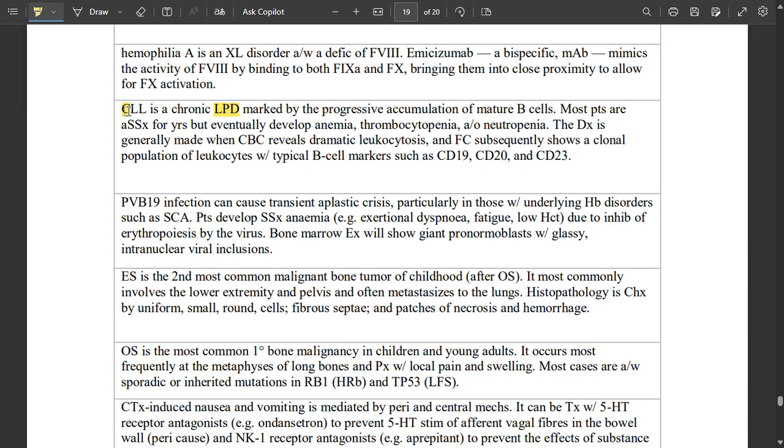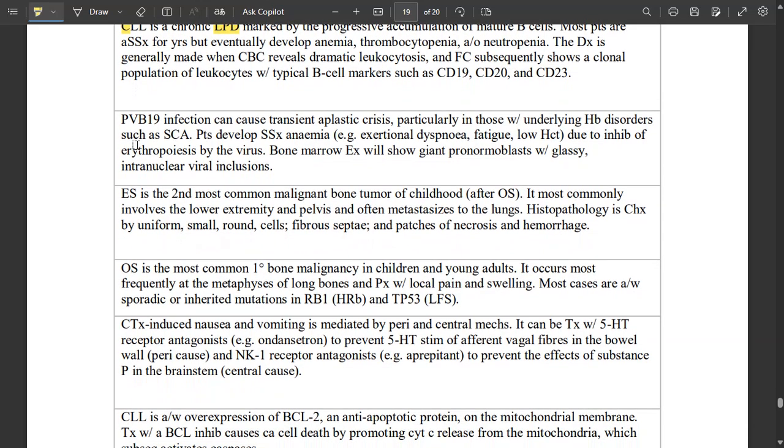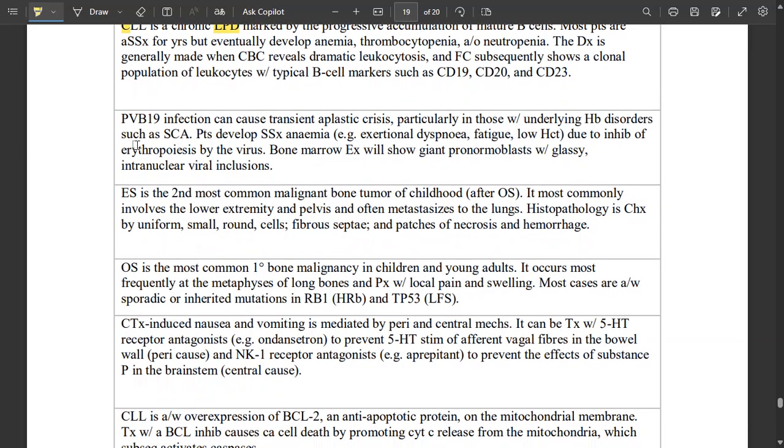Parvovirus B19 infection can cause transient aplastic crisis, particularly in those with underlying hemoglobin disorders such as sickle cell anemia. Patients develop signs and symptoms of anemia, that is exertional dyspnea, fatigue, and low hematocrit, due to inhibition of erythropoiesis by the virus.